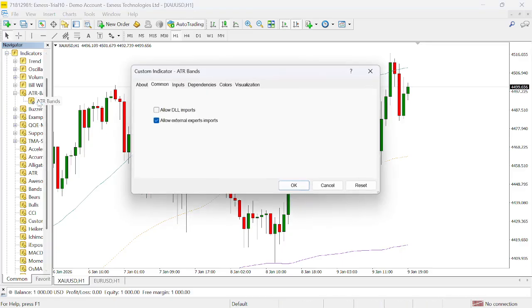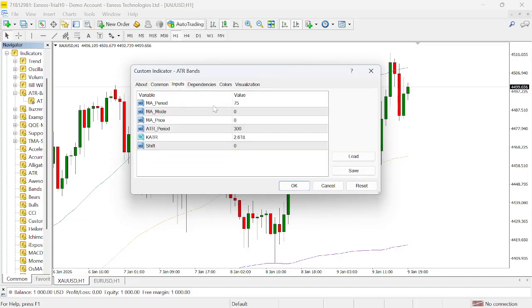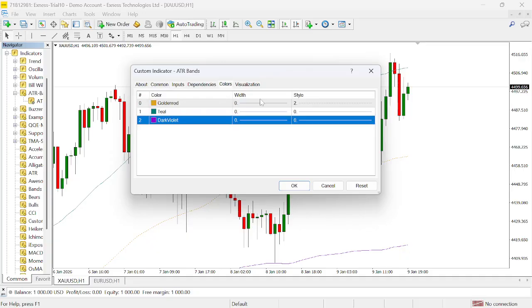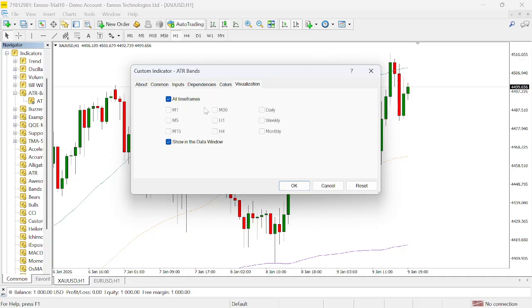As for the settings, let's take a look at some of the inputs we have. As you can see, you can adjust the MA period, the MA mode, MA price, ATR period. You can also choose your preferred colors and trade on your preferred time frame, as you can see over here.